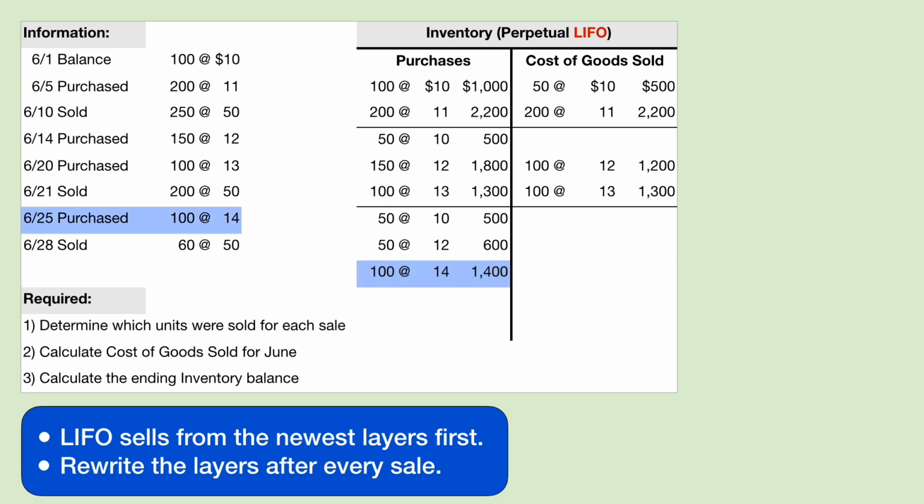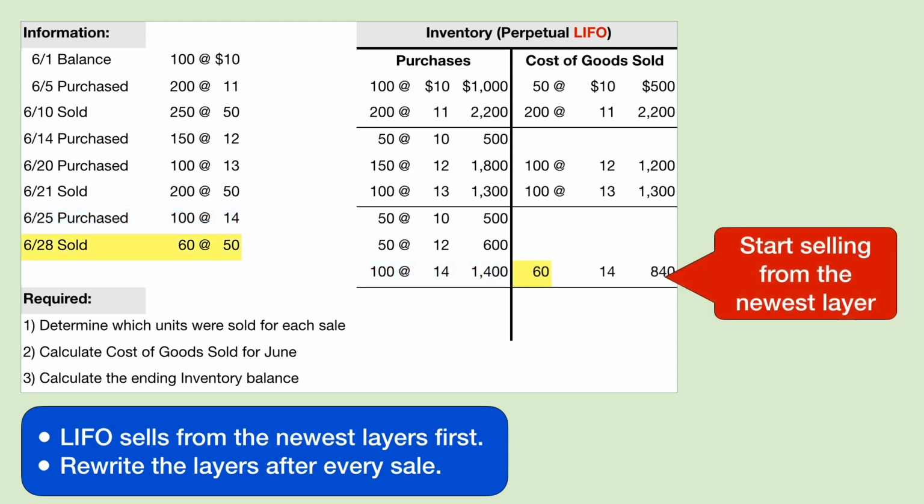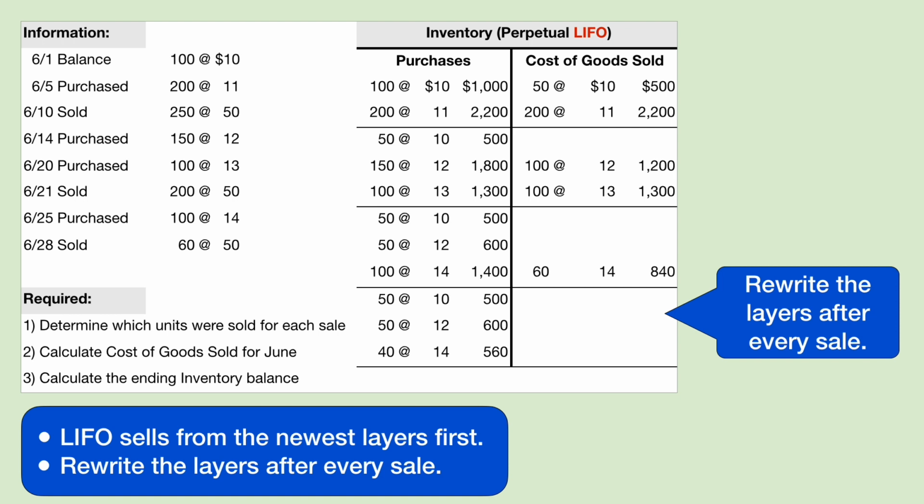What happened next? We purchase inventory again, this time at $14 each. What happened next? We sold 60 units. Using the LIFO method, we start selling from layer 3, or the most recent layer. And we rewrite the layers after every sale. So the previous layers 1 and 2 have not changed, but layer 3 went from 100 units at a cost of 14 minus 60 units at a cost of 14, leaving us 40 units at a cost of 14 in layer 3.